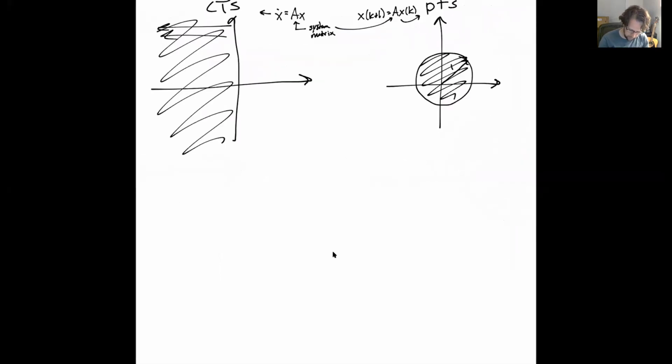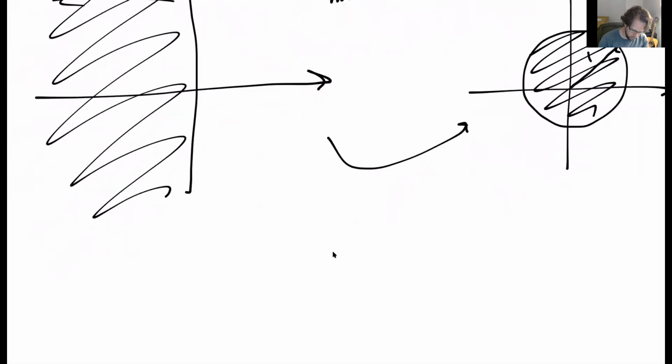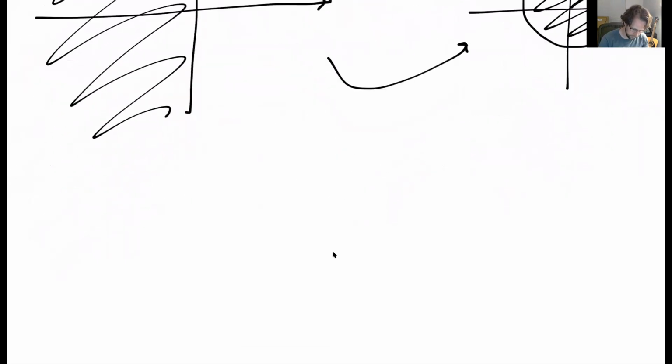And there is a transformation when you transform a continuous time system into a discrete time system that maps these eigenvalues. So you can show that analytically. That'll be for a graduate level course, most likely. All right.